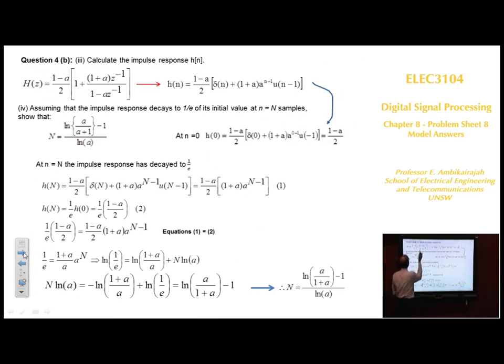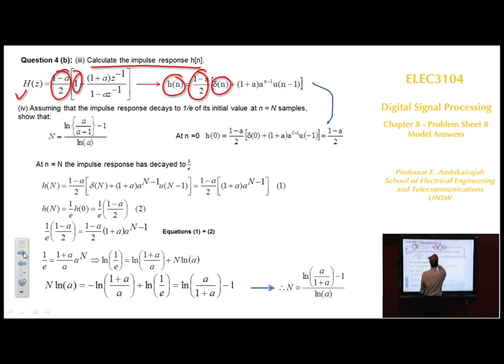Okay, now the third part is to calculate the impulse response h[n]. So how do you calculate the impulse response? We know the transfer function, so we take the inverse of it. That's h[n] equal to... nothing happened to that part, it's still there. This will be delta[n]. We have delta[n], and this is this part.